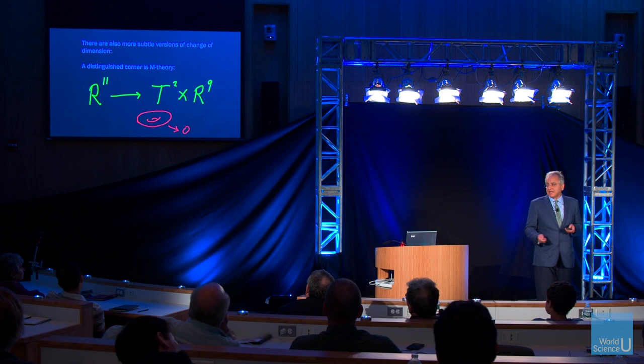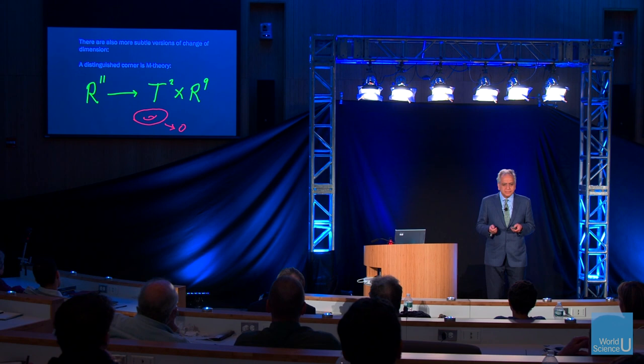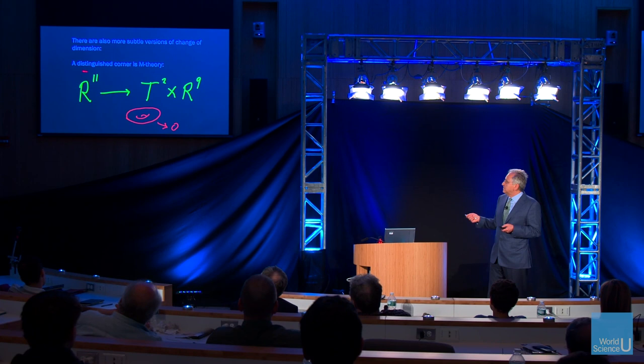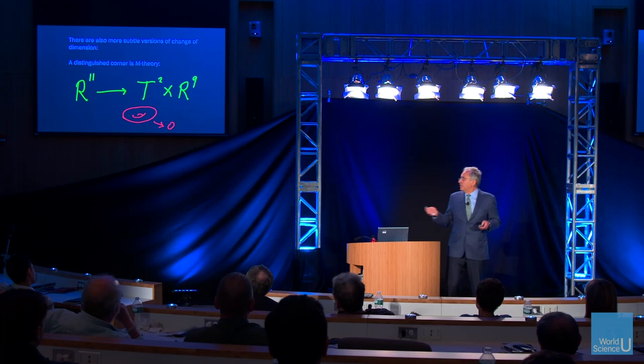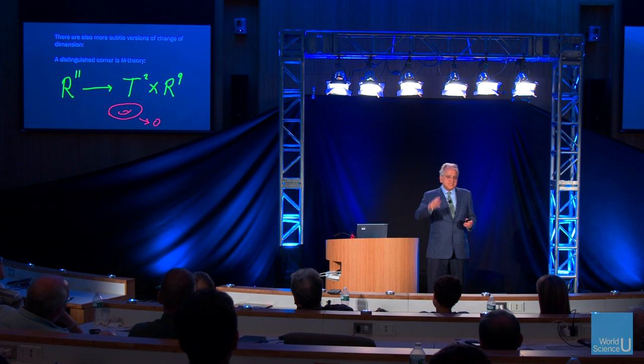But the more dramatic example of the change of dimension comes in the following example. You imagine the space and time to be 11-dimensional, 10 space and 1 time dimension. This is a corner of string theory known as M theory. And imagine taking out of those 10 dimensions of space, two of them to be what we call a torus, which looks like a donut-shaped object, a tiny donut, and the rest of it keep big. Take this torus, shrink it to zero size. Basically, when you shrink it to zero size, it's like getting rid of it.